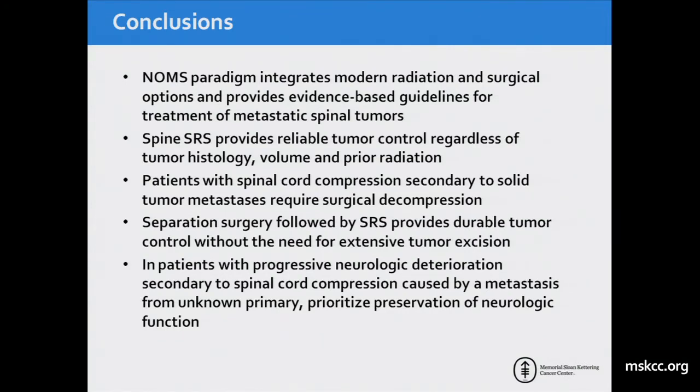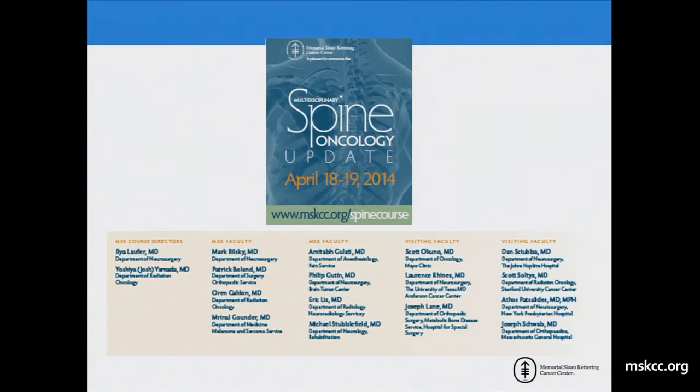Patients with spinal cord compression secondary to solid tumor metastases require surgical decompression, and this can be done with separation surgery followed by SRS. And in patients with progressive neurologic deterioration secondary to spinal cord compression from unknown primaries, save their neurologic function and take them to surgery, and then you can figure out the rest.